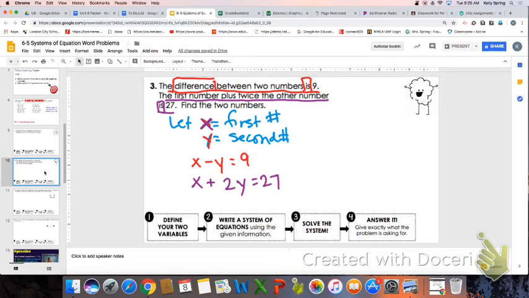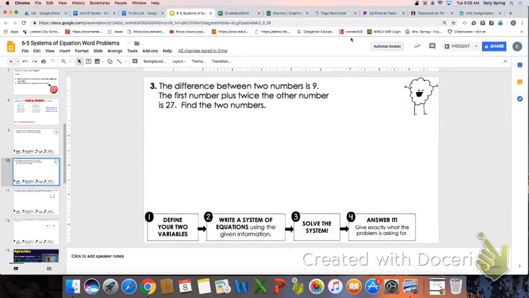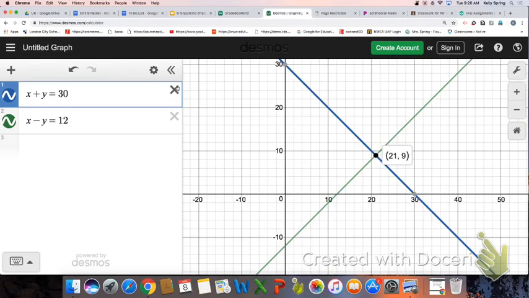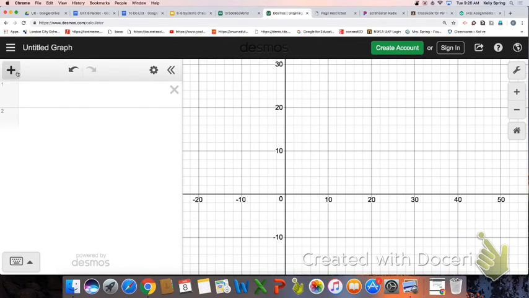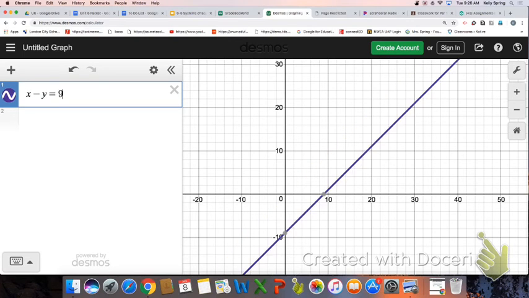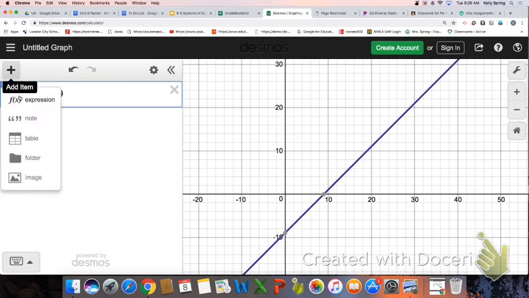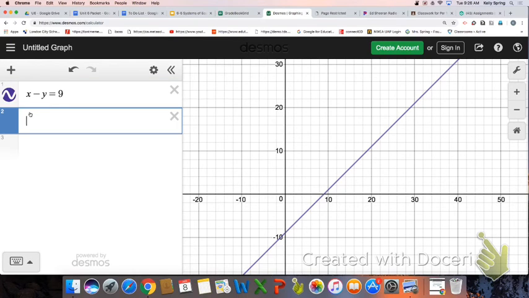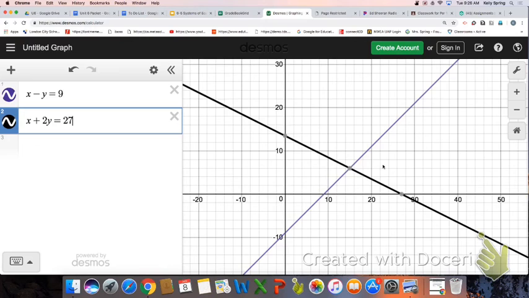So again, I'm going to go to Desmos. I'm going to write these down real quick and go to Desmos and see what my x and y are. So I'm going to start with x minus y equals 9. That's that one. Add an expression, x plus 2y equals 27. And there we go. And I can see it this time. Just click on it and it'll tell you it's 15, 6.